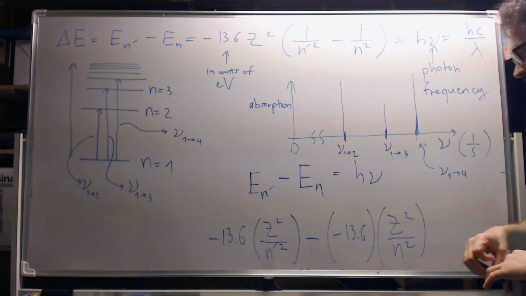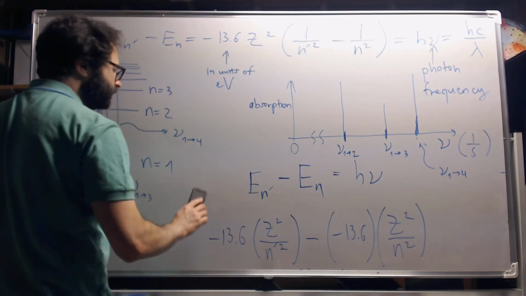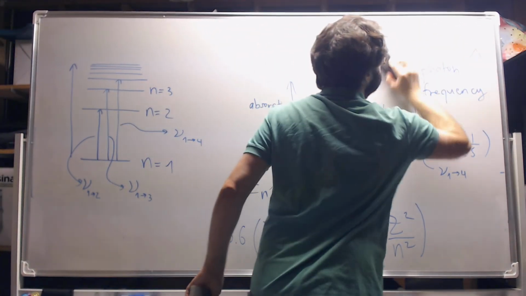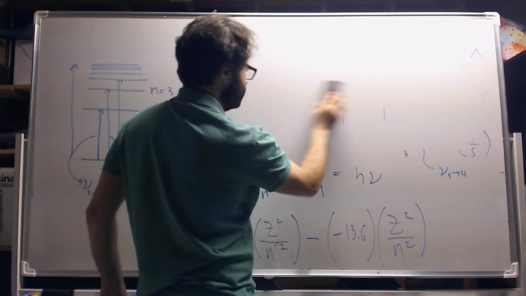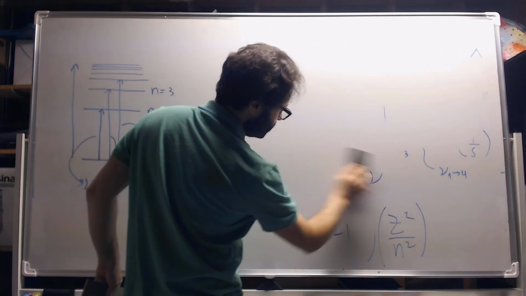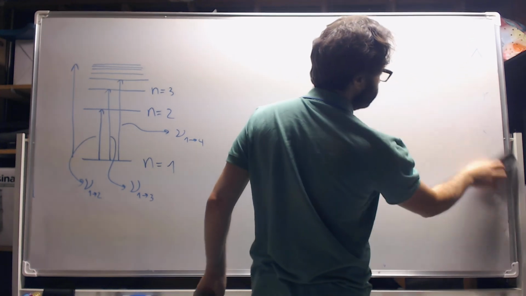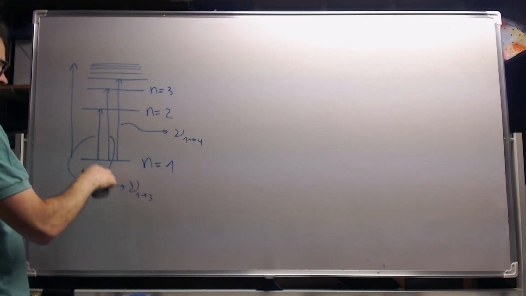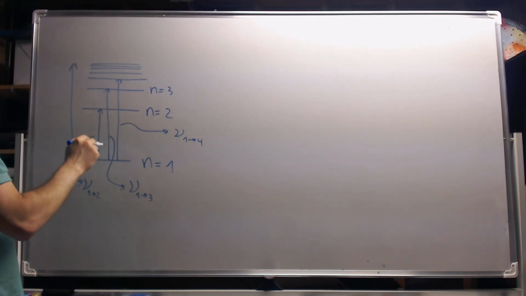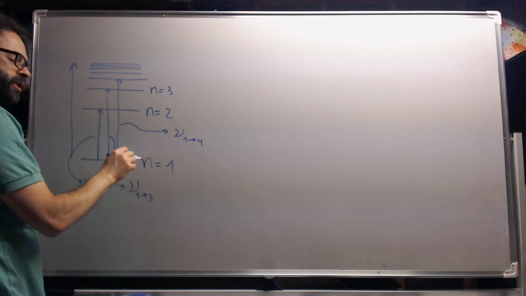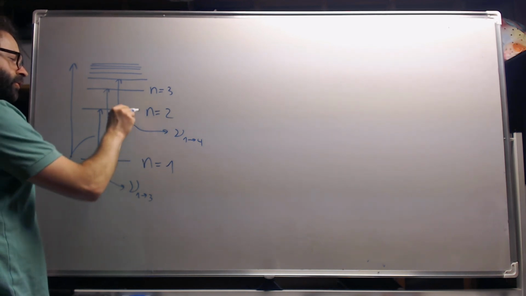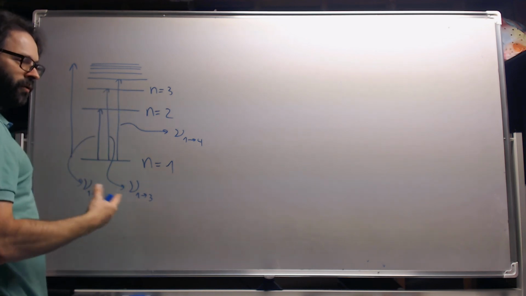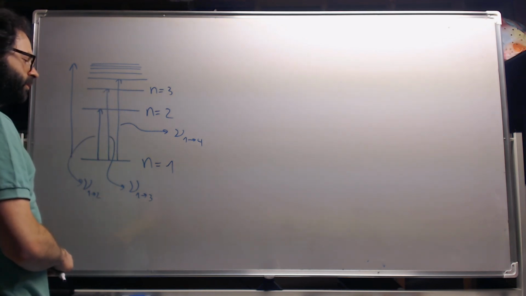Now, something interesting should also be thought about. Let me now erase this. Remember that we said that when an electron in an atom absorbs light, it necessarily hops from one what's called allowed energy level to another allowed energy level, and not anywhere in between. And therefore only very specific frequencies of light can be absorbed.